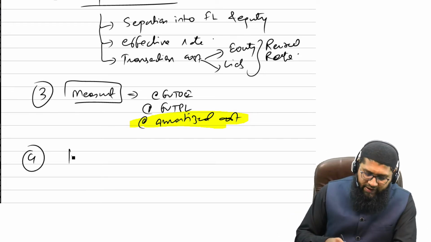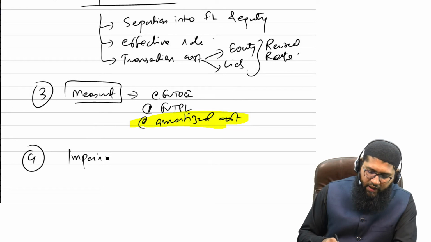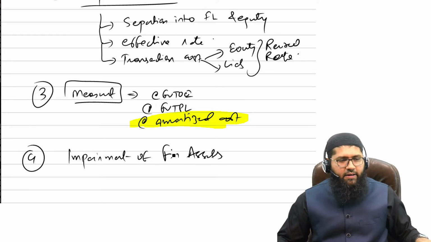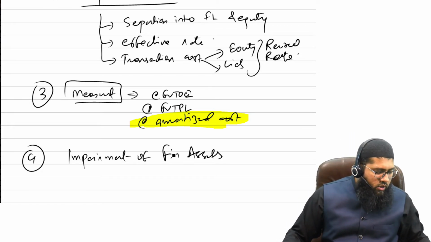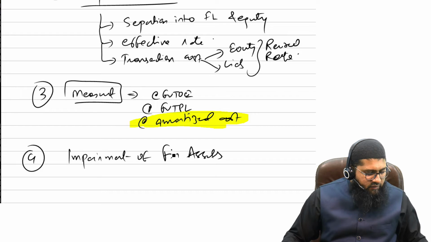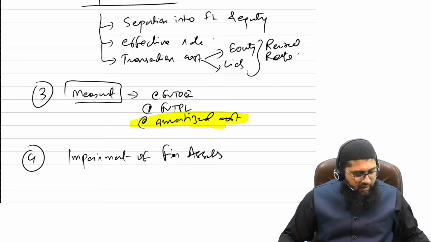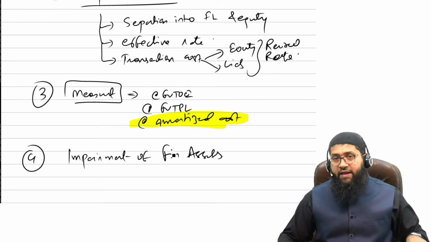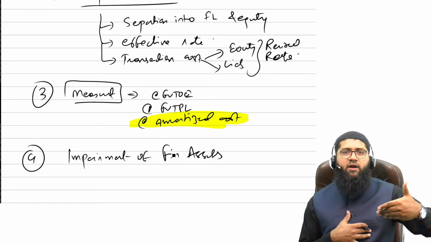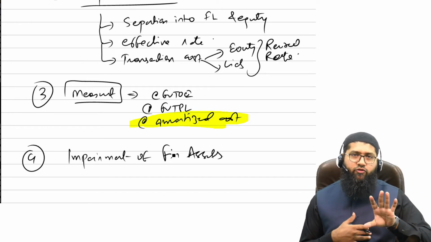Now, a very important area which is examined a lot is the impairment of financial assets. What I would suggest is that you should even read through some of the articles on financial asset impairment, because that's an area which the examiner examines a lot. You should know how the impairment of financial assets should be accounted for. You should focus a lot on this.